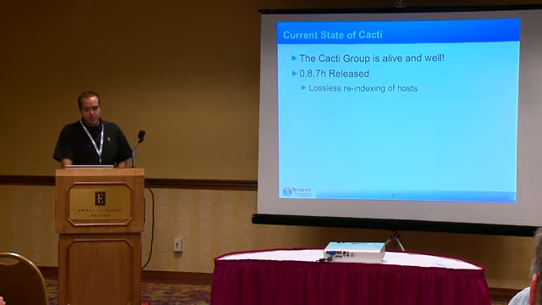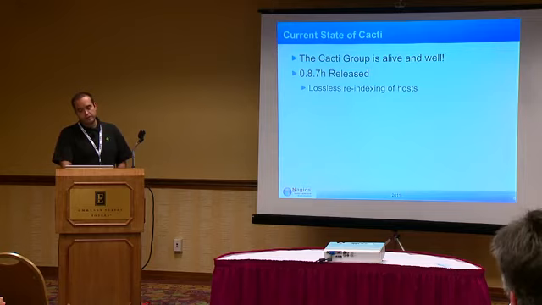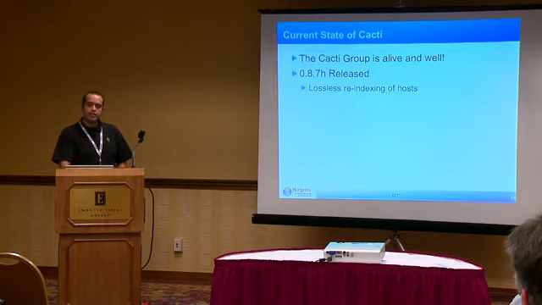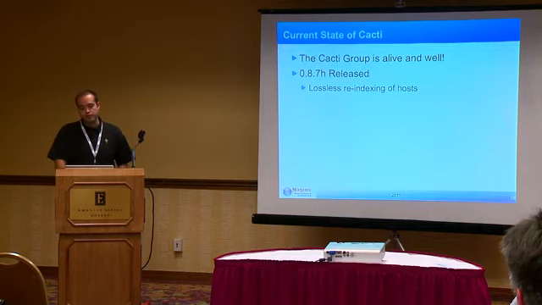One of the big things in 0.8.7h that's really important for large installations is lossless reindexing of hosts. What that basically means is that there's functionality for rebuilding the poller cache, if anybody's familiar with Cacti. This helps do that without taking too long or disrupting the polling cycle, so you can perform a rebuild without screwing up your polling on a single host.